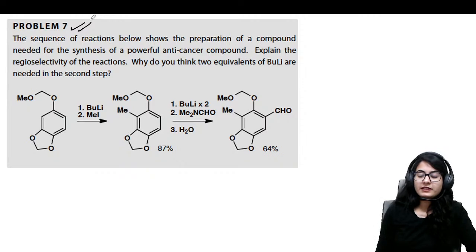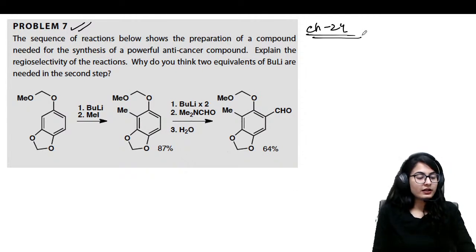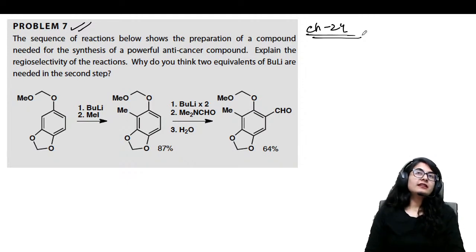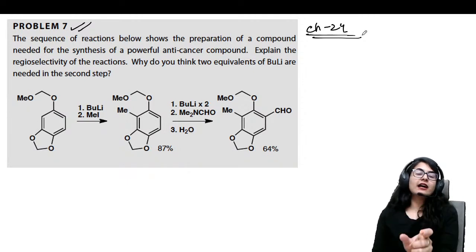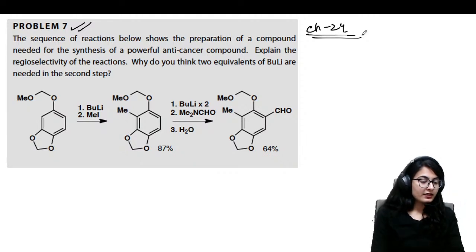So this is problem number 7 from chapter 24. Once again, वही जो हम regioselectivity पढ़ रहे हैं. First में double bond में क्यों attack नहीं हुआ? Because of the same reason. Same reason that your imine formation is more probable because the aldehyde carbon is more electron deficient as compared to the ester carbon.